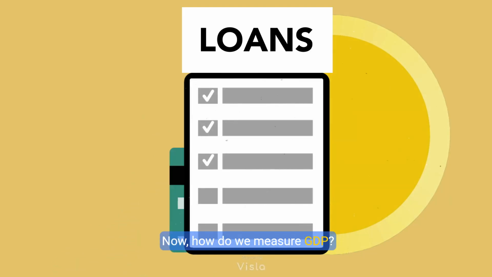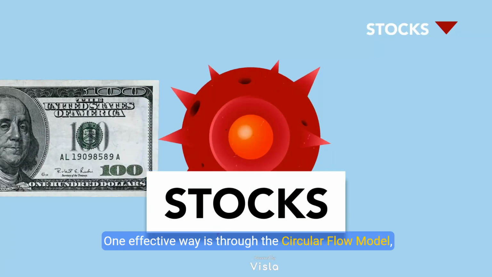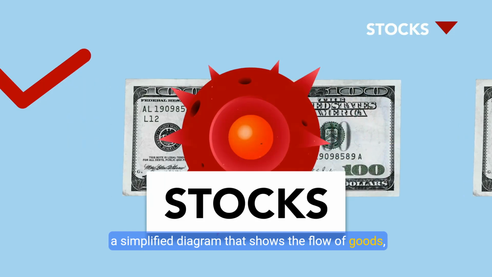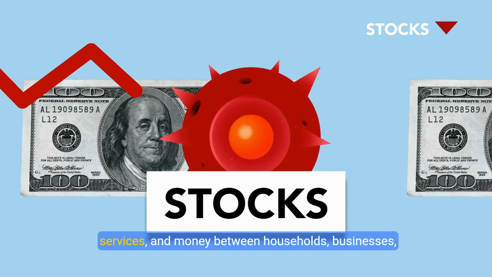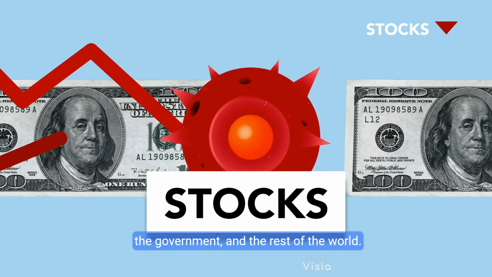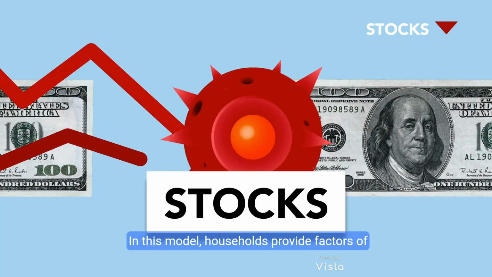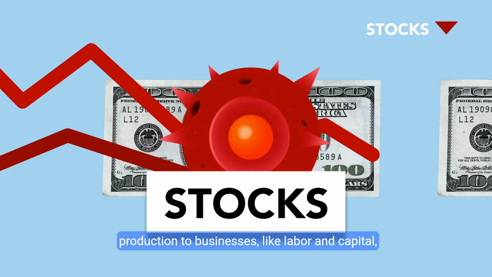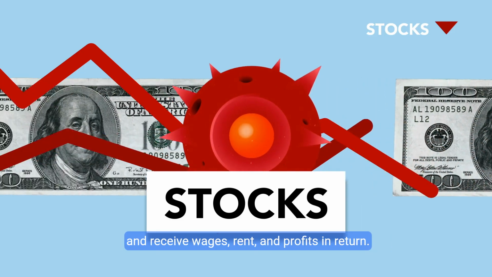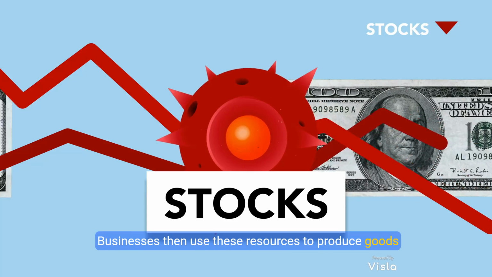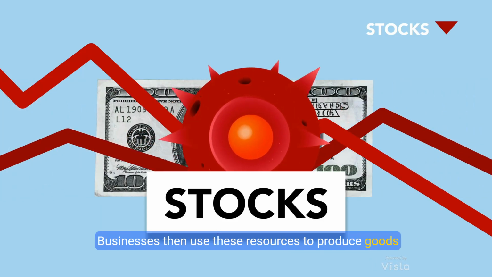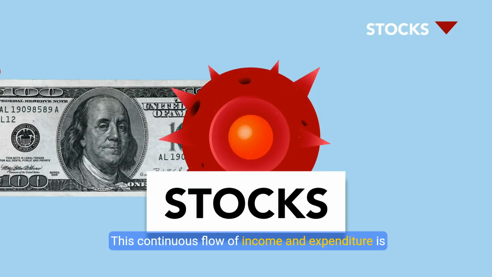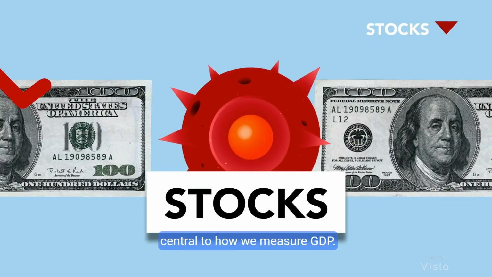Now, how do we measure GDP? One effective way is through the circular flow model, a simplified diagram that shows the flow of goods, services, and money between households, businesses, the government, and the rest of the world. In this model, households provide factors of production to businesses like labor and capital and receive wages, rent, and profits in return. Businesses then use these resources to produce goods and services that households purchase. This continuous flow of income and expenditure is central to how we measure GDP.